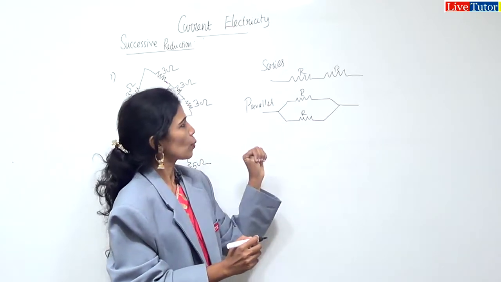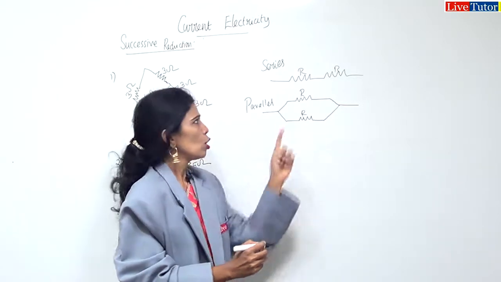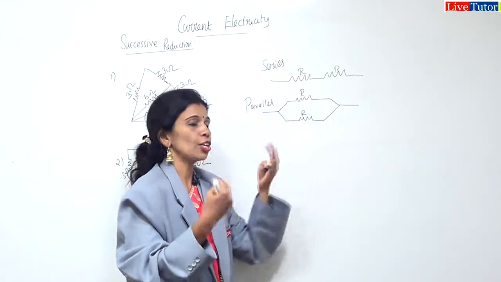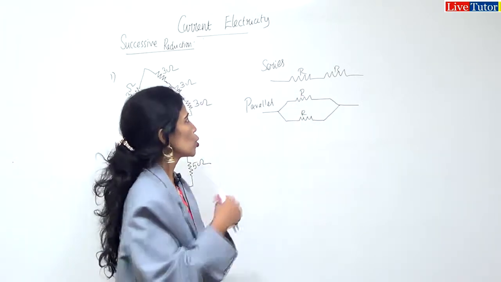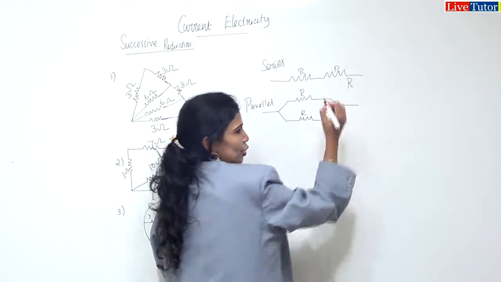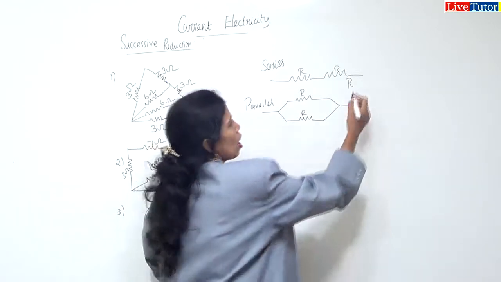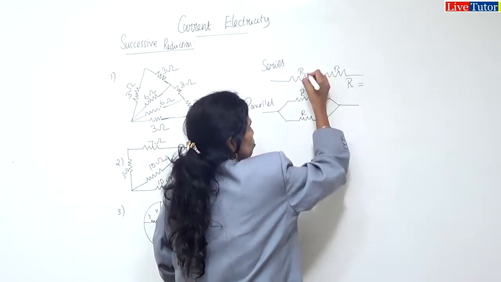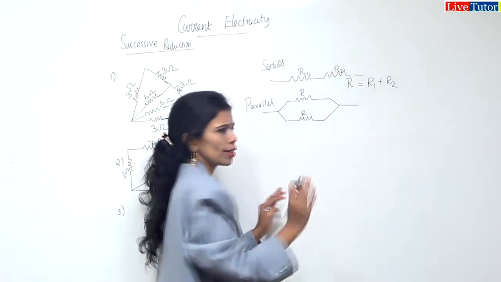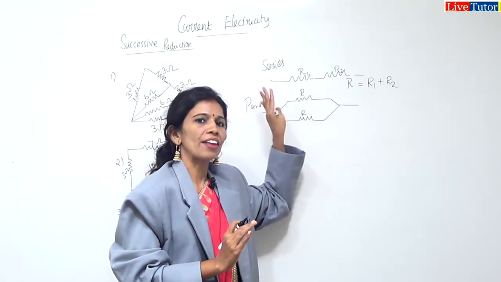You always get a question like: find the effective resistance of the resistors. First, you must be able to identify whether it is in series or parallel. The second thing, you must know the formula to solve it. When the resistors are connected in series, the formula to find the effective, combined or resultant resistance is R equals R1 plus R2. It's very simple. If the resistors are connected in series, you just add them up.